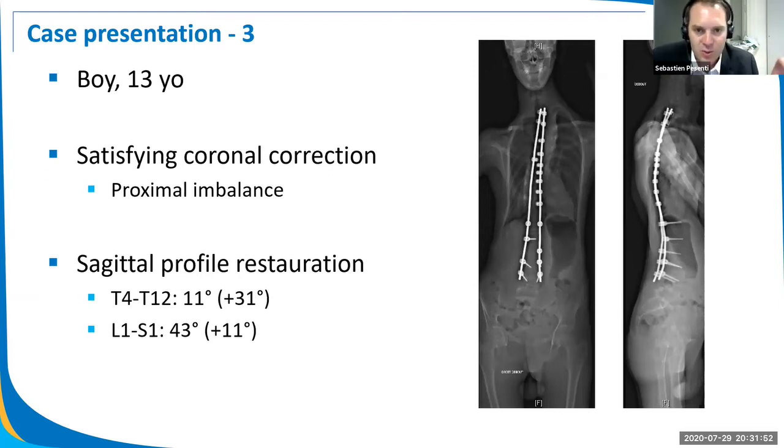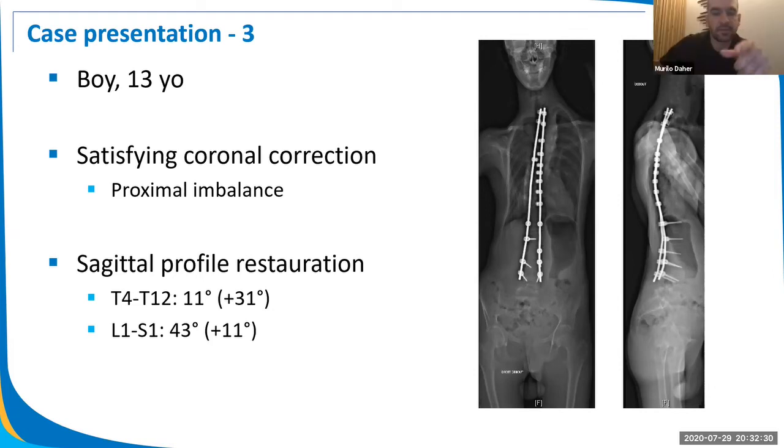sublaminar bands very close to the hooks or pedicle screws. You should probably have, in this patient, the evolution would have been different if we didn't do that. The problem here is that the hooks are not strong enough to give a satisfying correction of the upper thoracic spine. It's a technical problem. I mean, it's a problem of strategy, and we should have used screws instead.